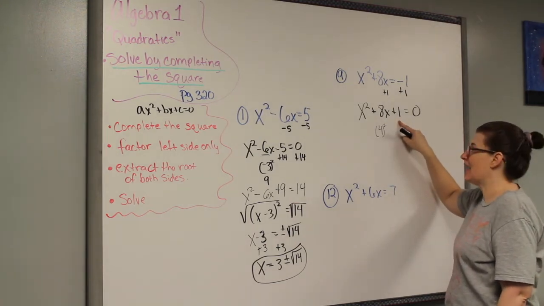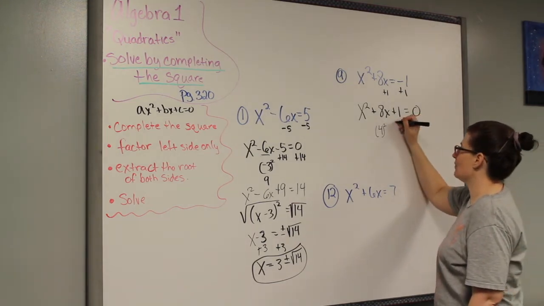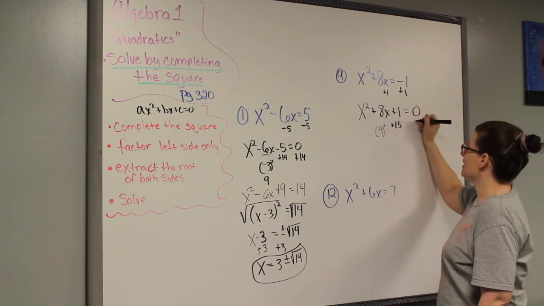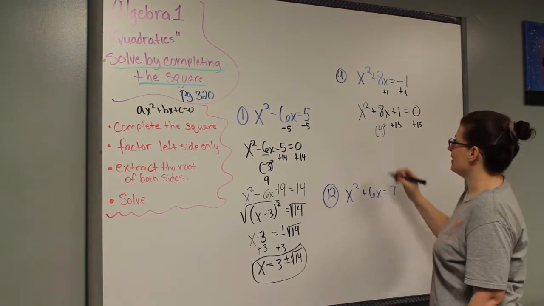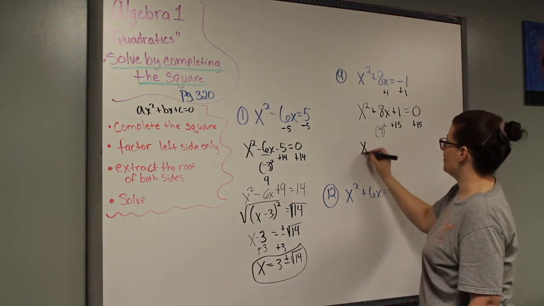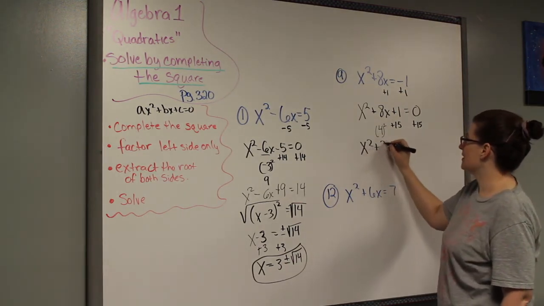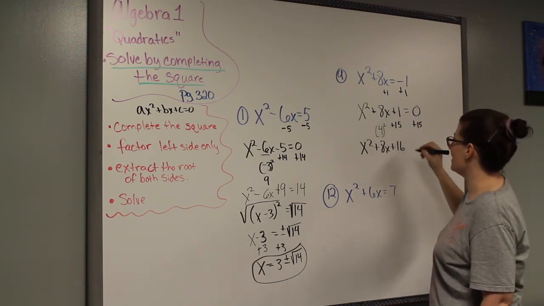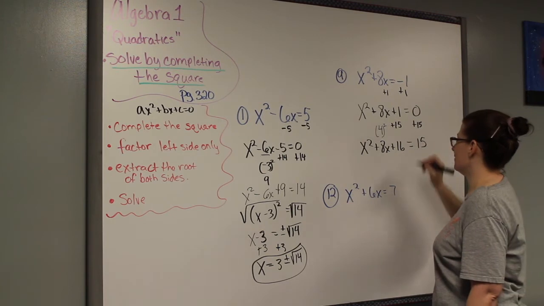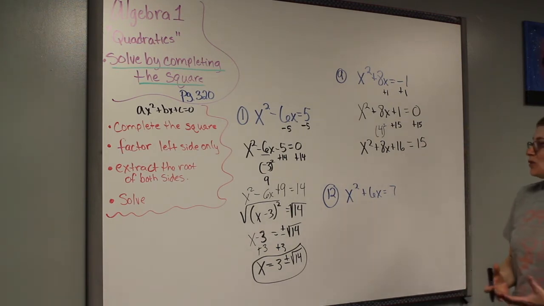What do I need to add to make that 16? Well, it's a 1, so I need to add 15. If I add 15 there, I have to add 15 here. So now when I rewrite this, I'm going to have x squared plus 8x plus 16, 1 plus 15, equals 15. And I have completed the square.